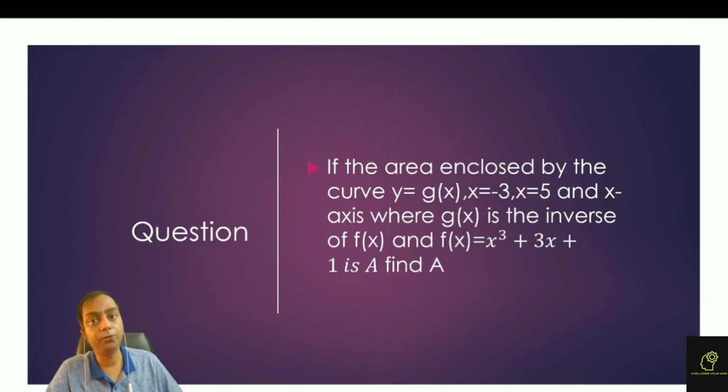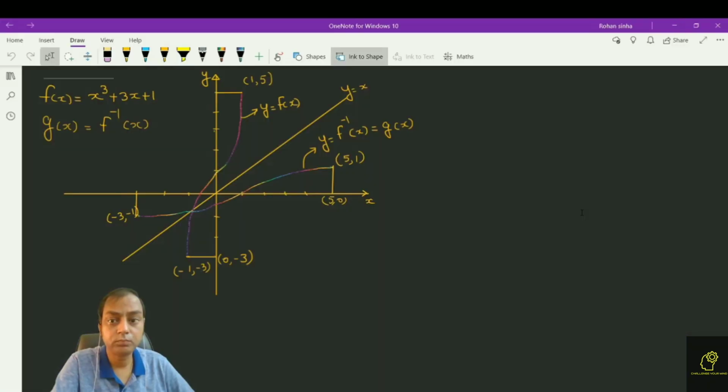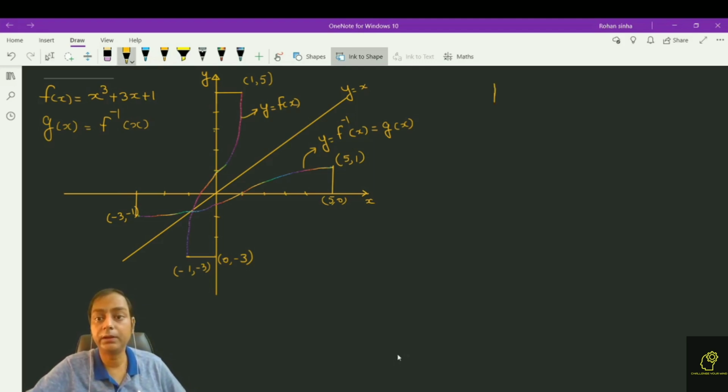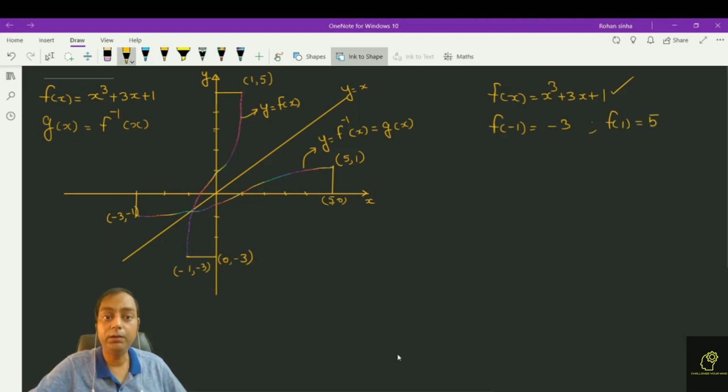Now I am going to give the approach to solve this problem. What is given here? It is given that f(x) = x^3 + 3x + 1. Now what is the value of f(-1)? Simply putting the value here, f(-1) = -3. And what about f(1)? Simply put x = 1 in this equation, we find f(1) = 5. So these coordinates are (1, 5) and (-1, -3).